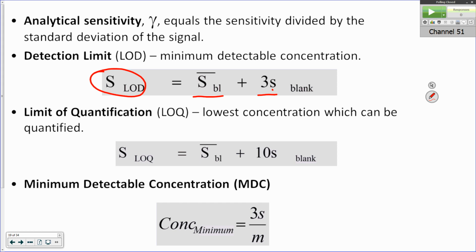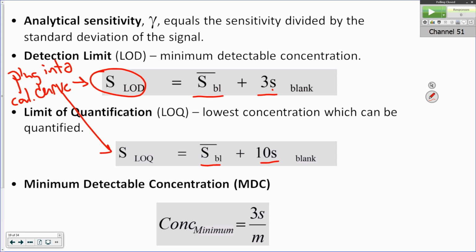And what you do is plug that into your calibration curve and find out what concentration of X that yields. You do the same thing with the limit of quantification. It's the average signal of the blank plus 10 times the standard deviation of the blank. You're going to plug that into your calibration curve and find out what that concentration is.